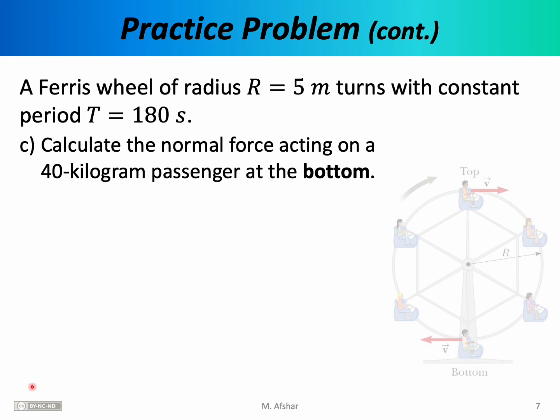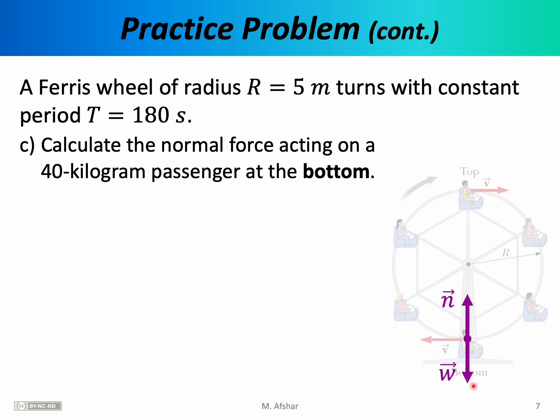Let's continue this practice problem one step further. Same Ferris wheel moving with the same speed. Part C asks us to calculate the normal force acting on a 40 kilogram passenger at the bottom of the Ferris wheel. So now we're focusing on the passenger near the bottom of the Ferris wheel.